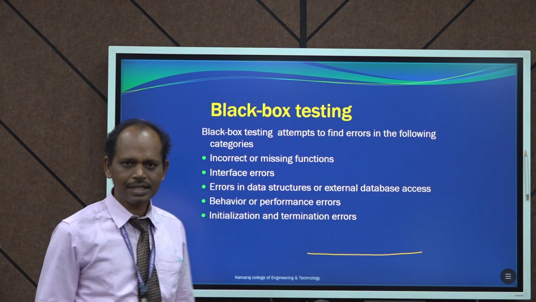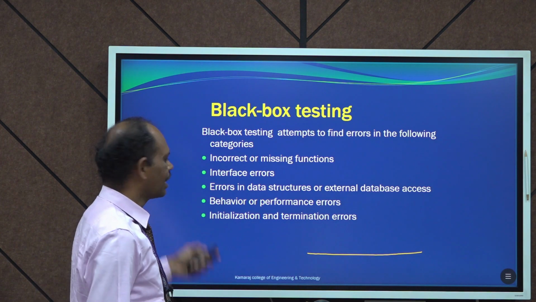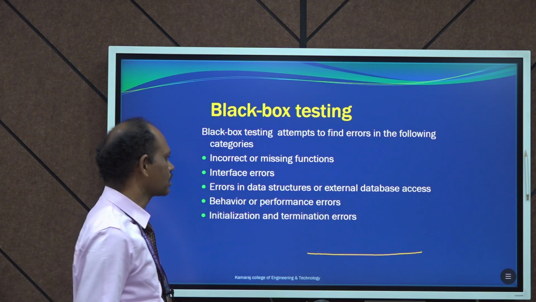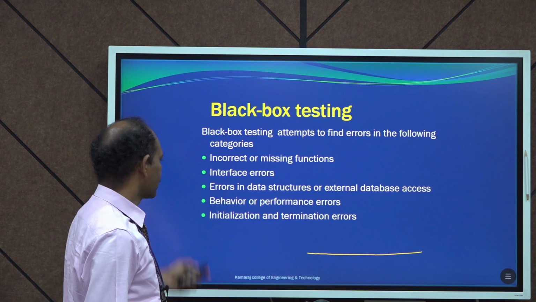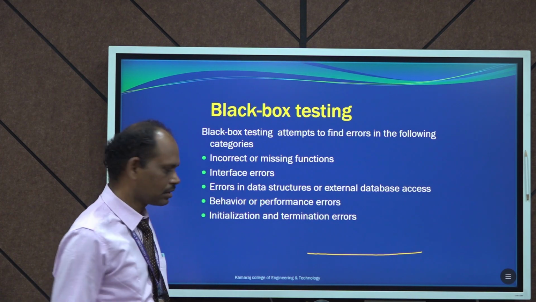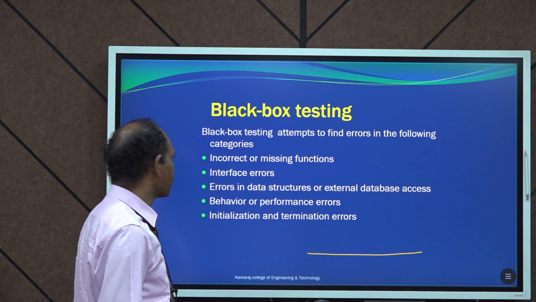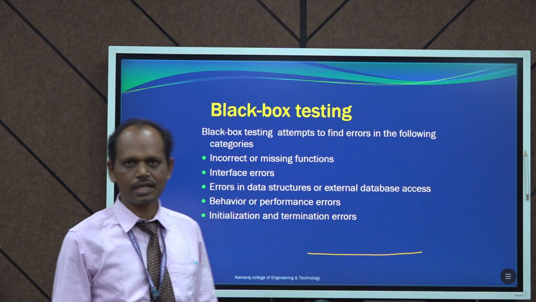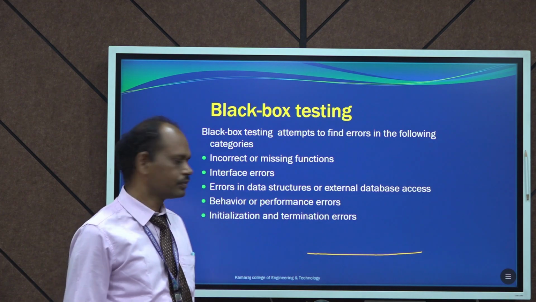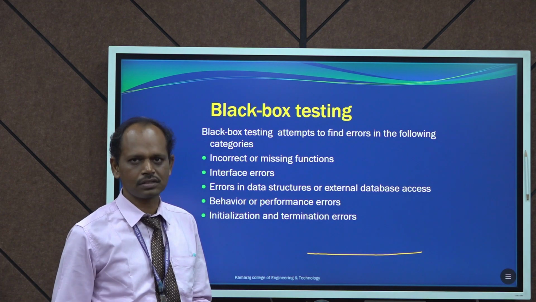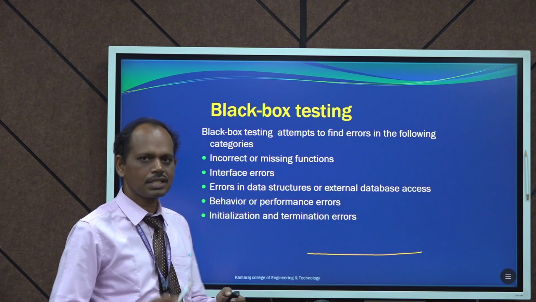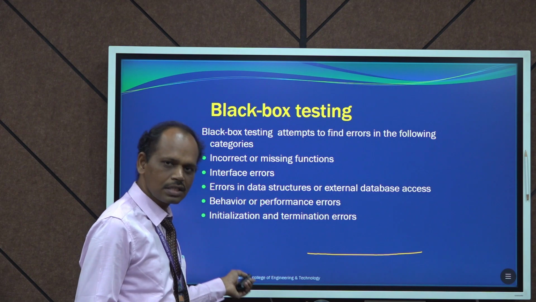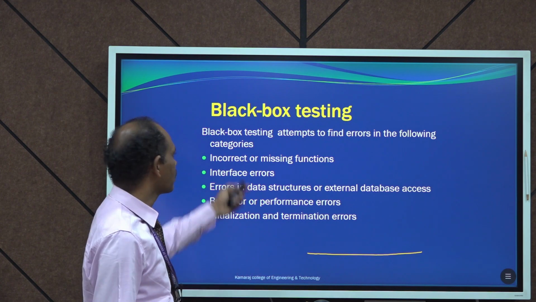First one, incorrect or missing functions, then interface errors and errors in the internal data structure as well as external database access errors. These kinds of errors can be identified by black box testing. And then fourth one, behavior or performance errors can be identified. Then initialization as well as termination errors: while we are initializing or terminating a program, they will raise errors, which are called initialization and termination errors.